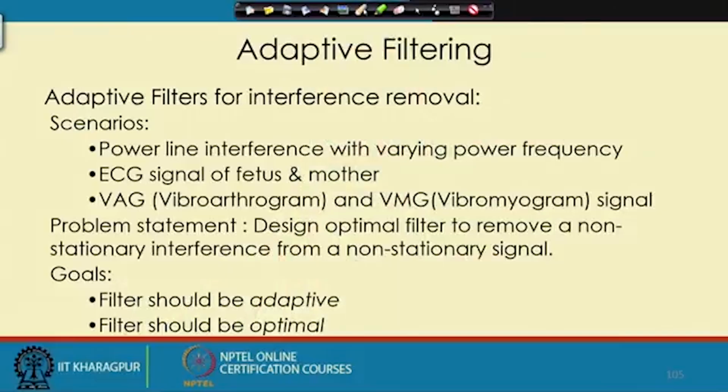Now we will start with adaptive filtering. First, we should look at why adaptive filtering is required. The first scenario is power line interference with varying power frequency. Let us look at how our power system is managed.